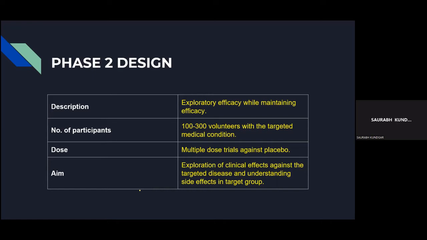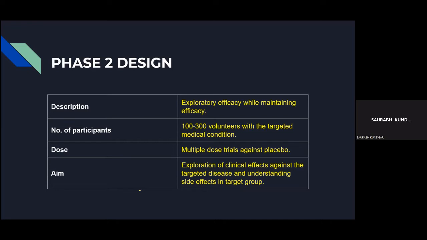Here a particular medical condition is targeted, and multiple doses are tested against the placebo. So why do we include a placebo in a clinical trial? It is to understand whether the given medication has its effect or efficacy based on its chemical formulation, or whether any other factor, such as the mindset of the subject, or the belief that a particular medication shall cure a particular disease, is affecting the effectiveness of the medication. That is why a placebo is given.